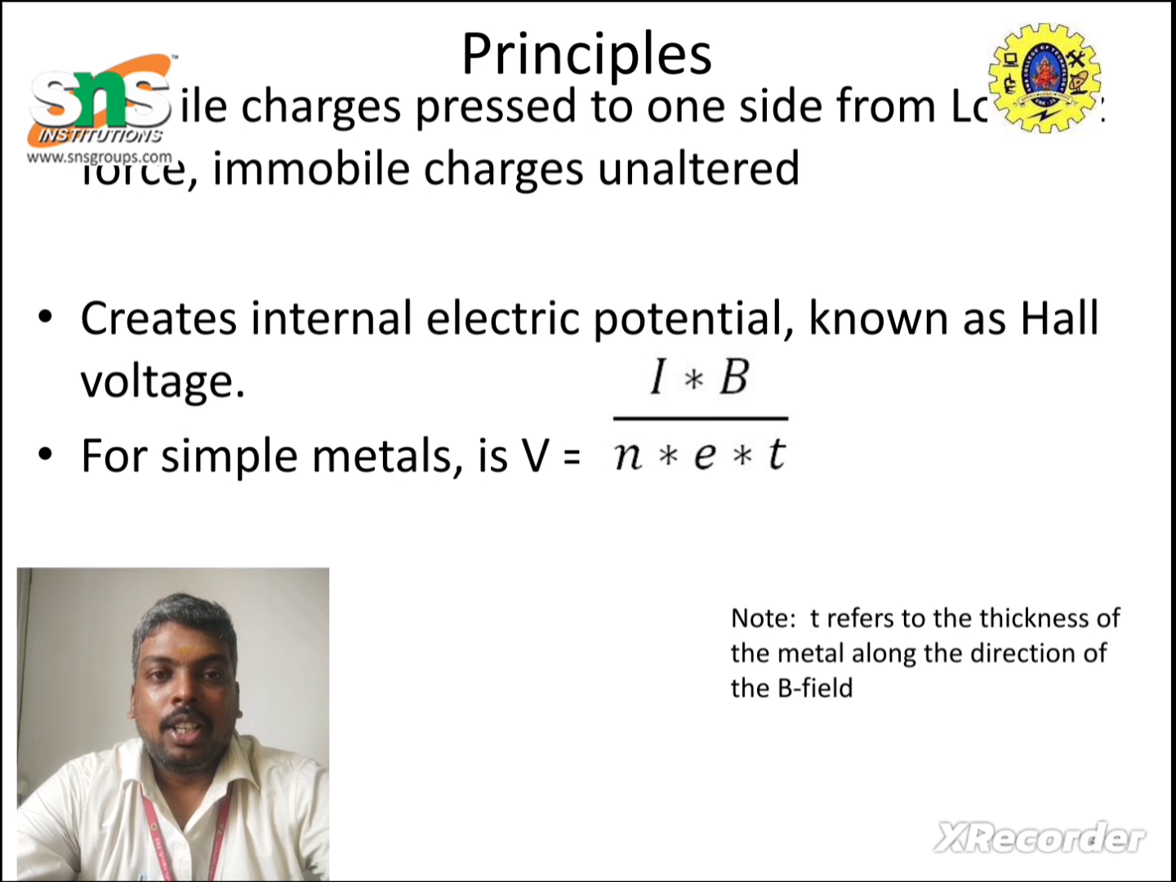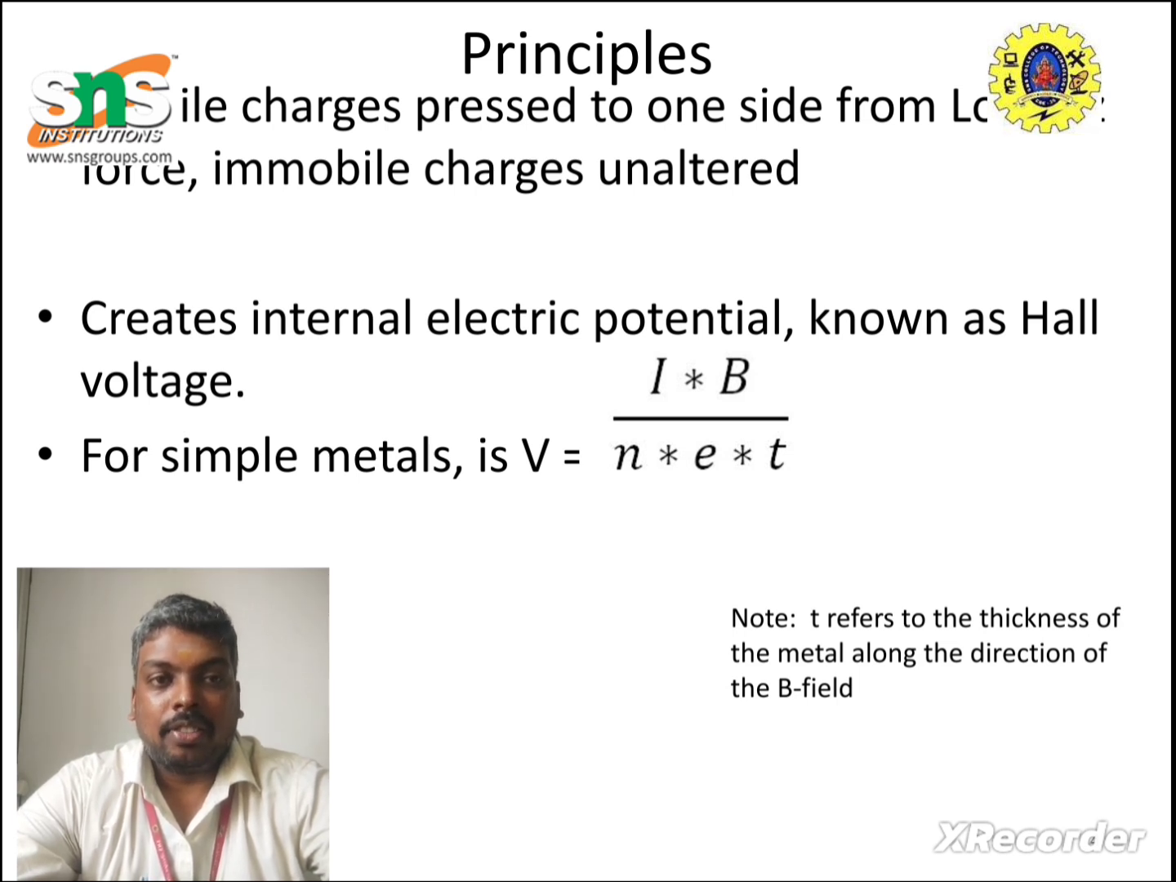It is nothing but this: when a charged particle is placed in a particular area with a magnetic field, the charged particles are diverted to one end, and the opposite charged particles are diverted to the other end. The potential difference between the two faces is called the Hall voltage. So the Hall effect creates an internal electric potential known as the Hall voltage. It affects both metals and semiconductors.